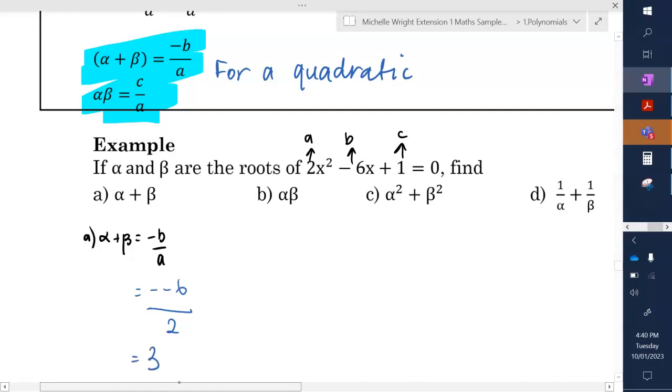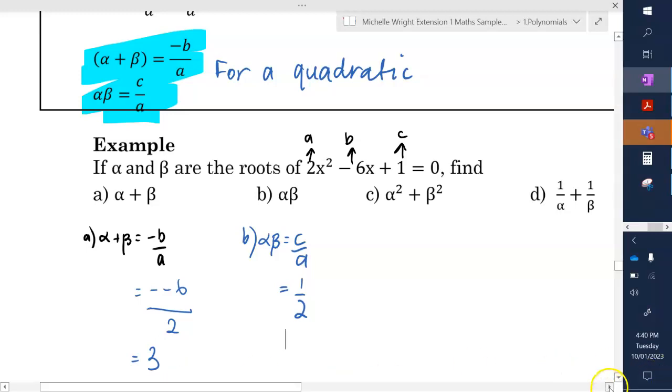That one's fairly straightforward. The second one. Alpha beta, we have a formula for that. We have c over a. So alpha beta is c over a, which is going to be 1 over 2. So the product of our roots would be equal to a half.